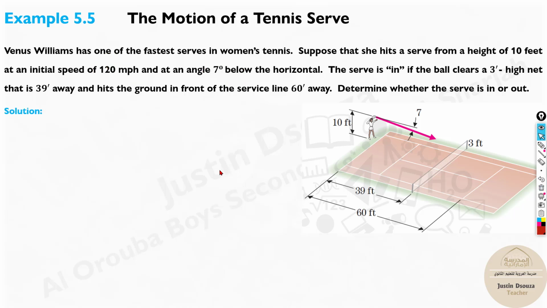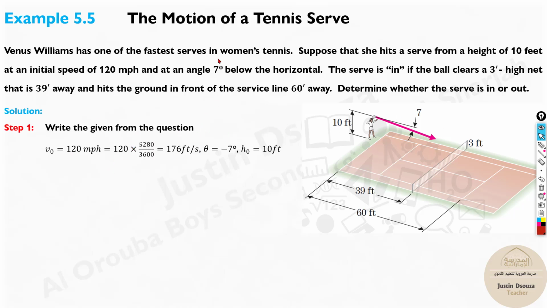So over here, let's see in detail, and the next problem we'll solve directly. Write the given from the question. What is given over here? Now this is very important. Everything is in feet here, isn't it? But look at this, 120 miles per hour. This is in mph.